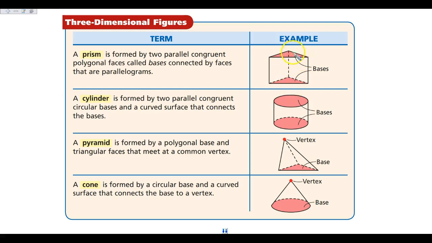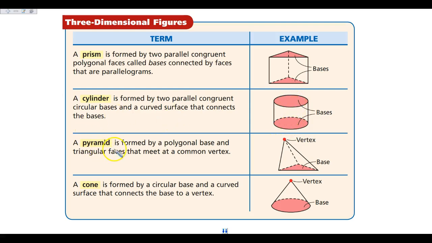So in this case, I have 2 triangles that are parallel to each other. Those are your bases. It doesn't matter which direction it's facing. So 2 triangles, those are your bases. It can be hexagons, it can be pentagons, it could be anything. And when those bases are circles, then we have a cylinder.